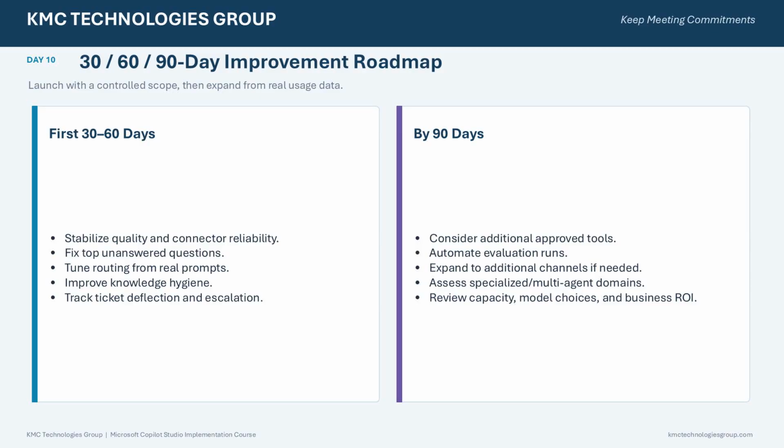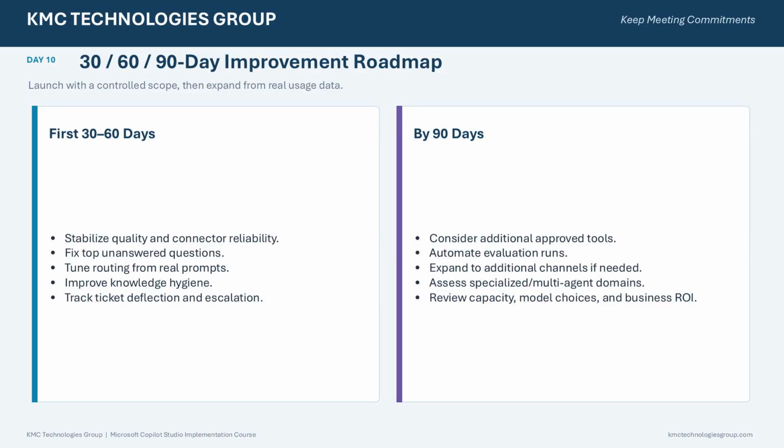The first 30 days should focus on stability. Monitor quality and connector reliability. Identify repeated unanswered questions. Observe real routing behavior. Improve knowledge hygiene. Track ticket deflection and escalation. The goal is to understand how employees actually use the agent before adding more complexity.